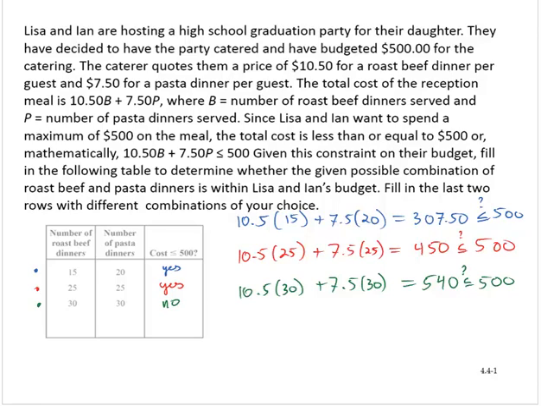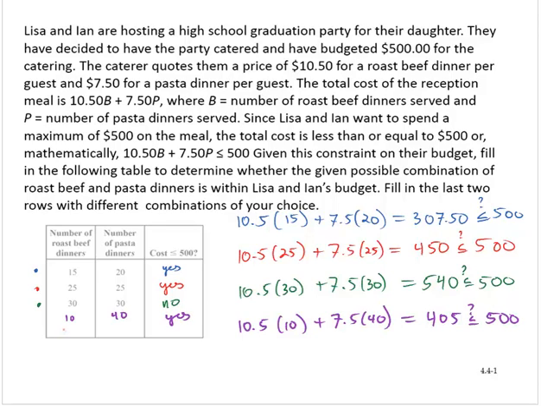Alright, so now let's make up a couple. What if we had 10 roast beef dinners and 40 pasta dinners? So 10.5 times 10 plus 7.5 times 40. We go through the arithmetic, and that gives us $405. And is that less than or equal to 500? Well, yes, it is.